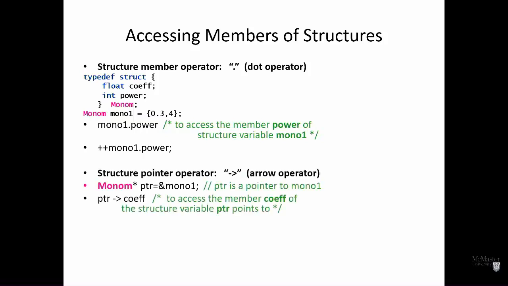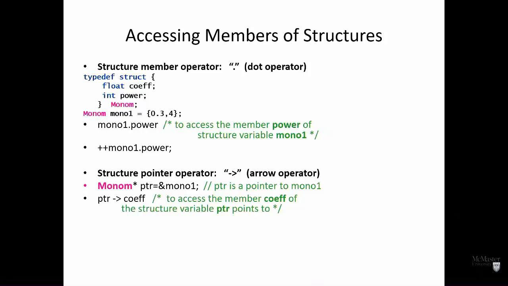Here is how to access the elements of the structure. mono1 dot power: the dot operator is the member operator. Power is a member of the structure mono, and mono1 dot power will give you the value of power. You can do any math operation on it, like plus plus, because for the compiler this is at the end an integer variable, and you can do all math operations on an integer variable. Good.